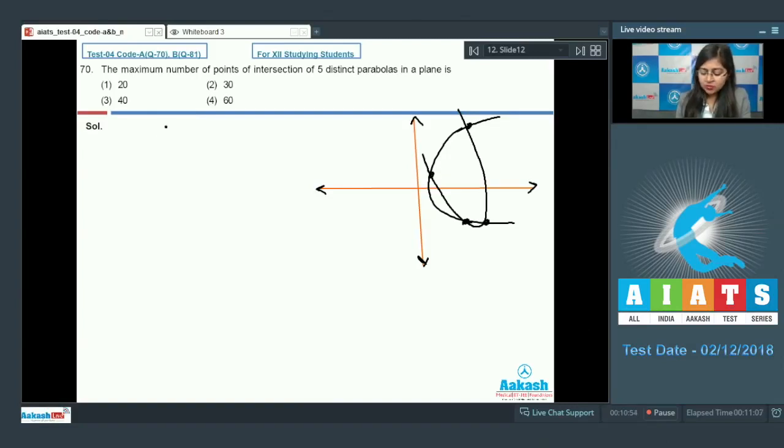Right? Now, the required number of points of intersection will be equal to 4 into 5C2, because in 5C2 ways, we can select any 2 parabolas from the 5 parabolas given. So, this will be equal to 10 into 4, that is 40. So, the correct answer will be option number 3.